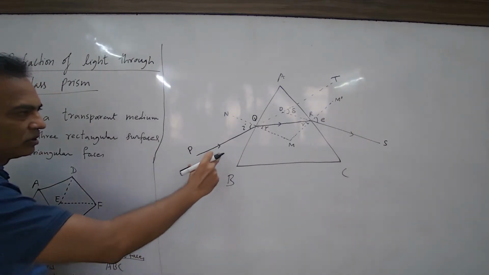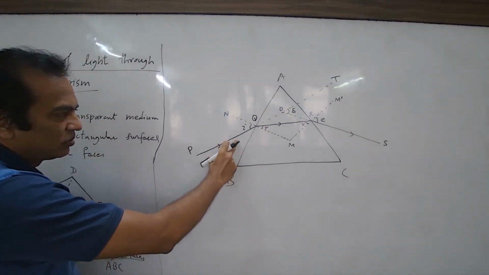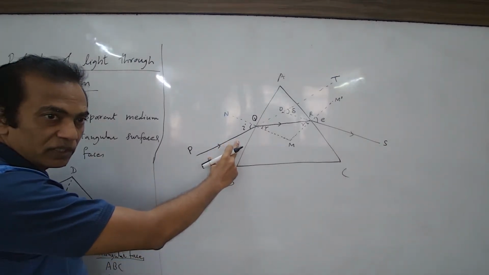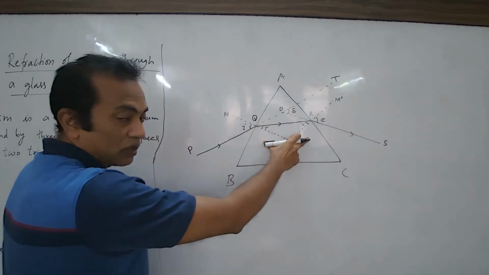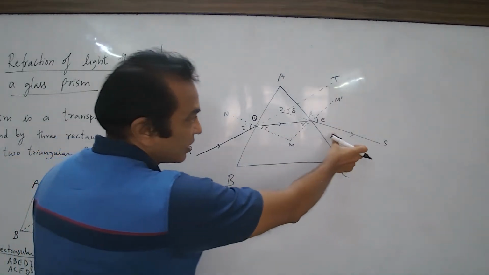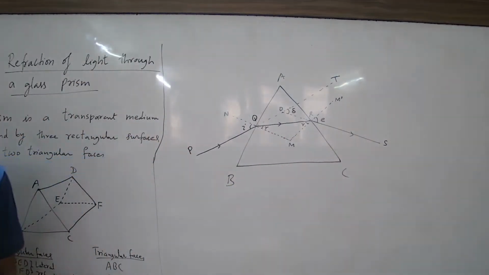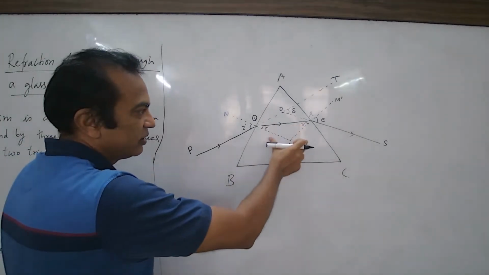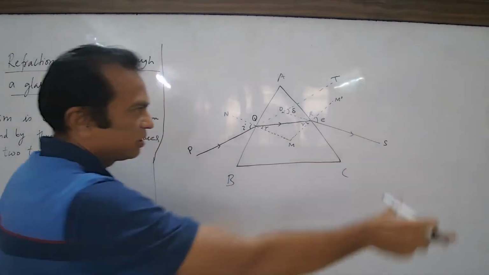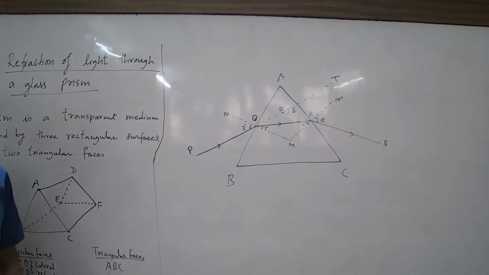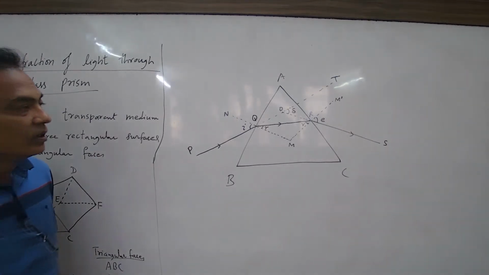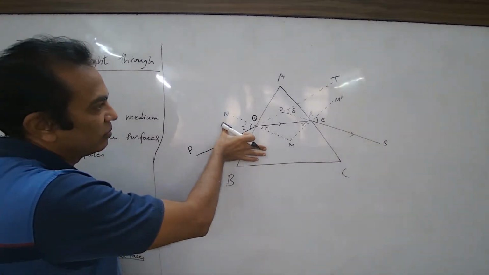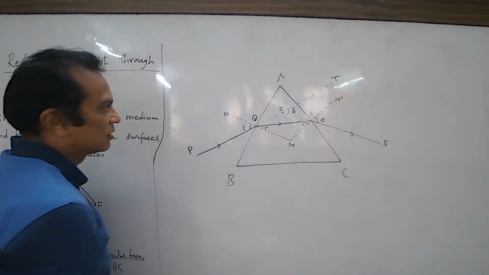So now I'm not labeling anything. You know what PQ is? Incident ray. What is QR? Refracted ray. What is RS? Emergent ray. Okay, so this is a universal language: incident ray, refracted ray in the medium, and then when it is coming out, it is the emergent ray. This is our normal NM and MM dash.